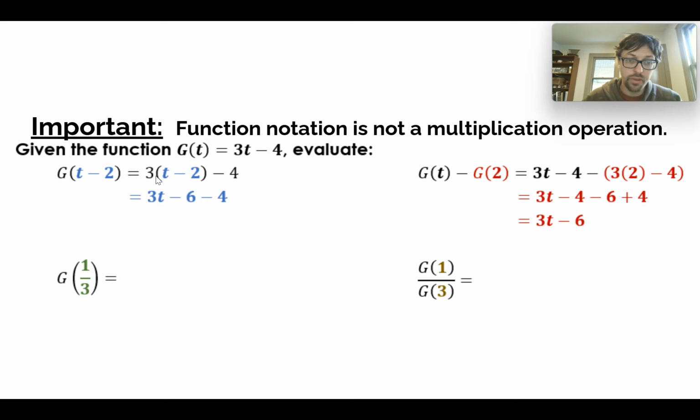Then we multiply 3 times t, that's 3t. 3 times 2, that's 6. And then that negative 6 minus 4 gets us negative 10. We can see that these are producing very different things.